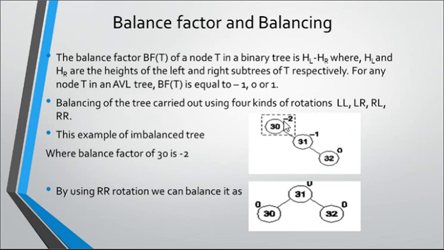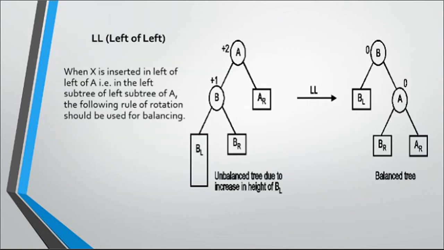So to fix it, we have to do an RR rotation. So you have to rotate it to the left. This 30 should be rotated to the left. So the new subtree will be like this: 31 will be the root, 30 at left and 32 at right. So the balance factor of each node becomes 0. Like this you have to make rotations and make the tree balanced, so that the height will be reduced and the searching time will be reduced.